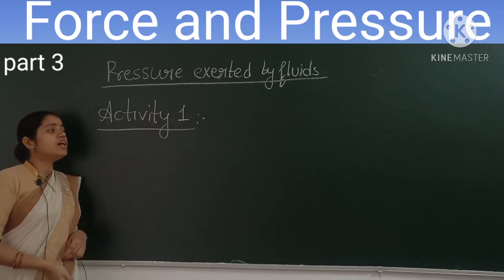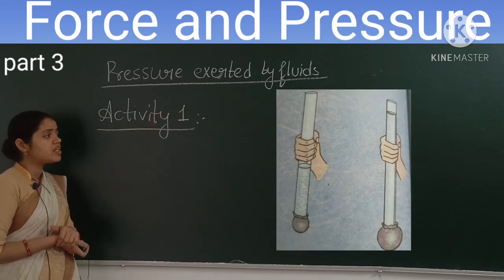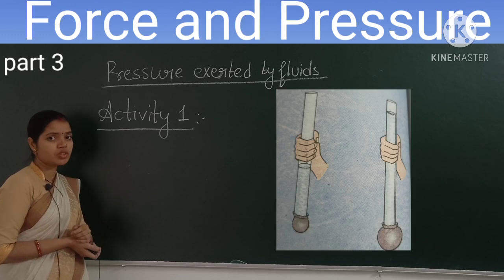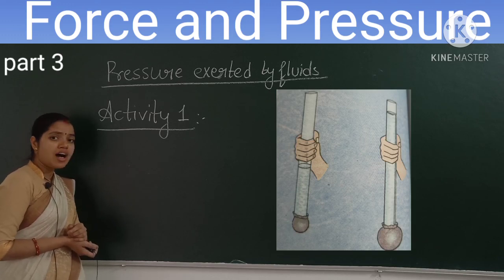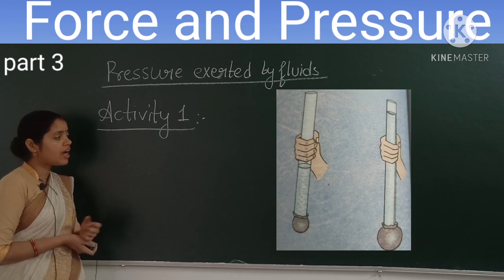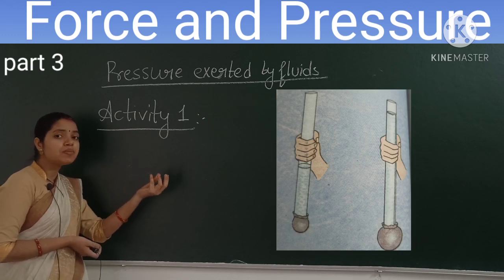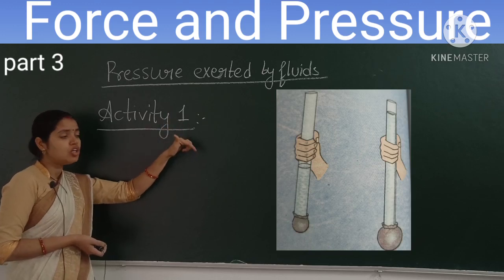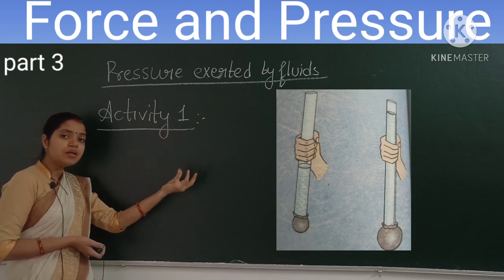Okay students, so let us see this figure. Here this is a cylinder and one end of the cylinder is tied with a balloon. Now fill half the cylinder with water. Now what you'll observe? You will observe that the balloon bulges out. आप देख रहे हैं कि जब पानी भर रहा है सिलेंडर में तो बलून क्या हो गया? बलून थोड़ा सा बढ़ गया.